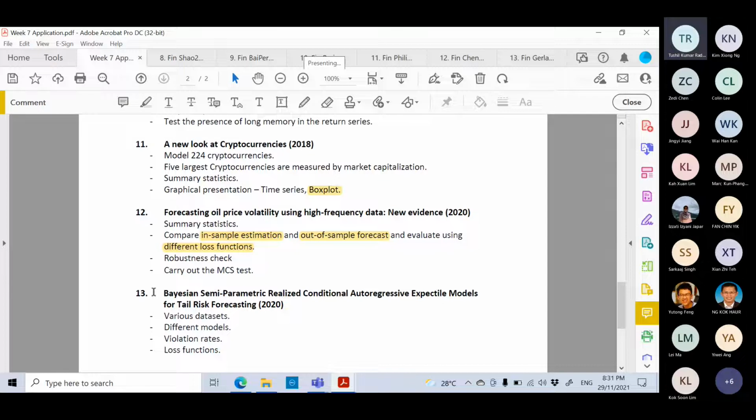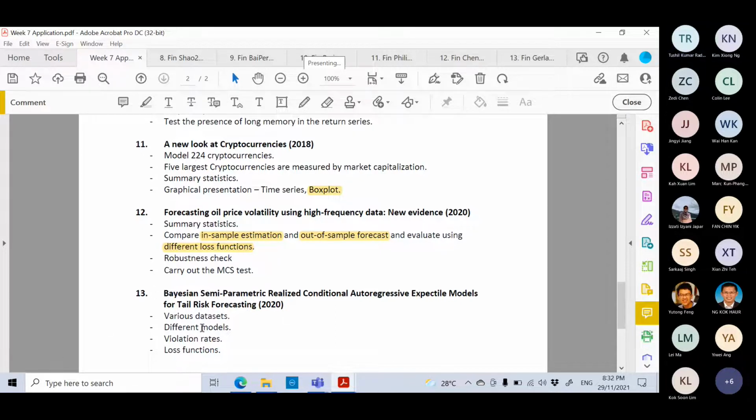In paper number 13, if I'm not mistaken, they consider altogether either 7 or 14 data sets. They test their proposed methodology using real data from different indexes, for example the S&P index, the US index, the DJIA index, and so on. They also use different types of models to compare performance.